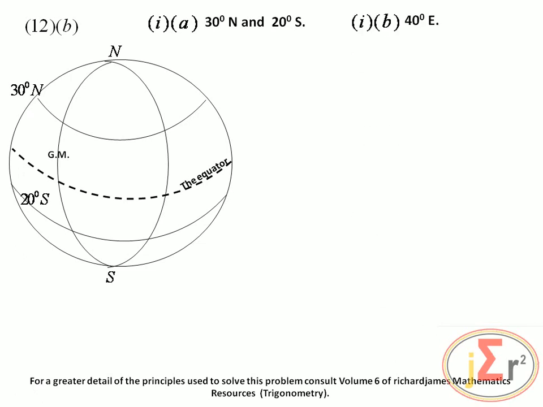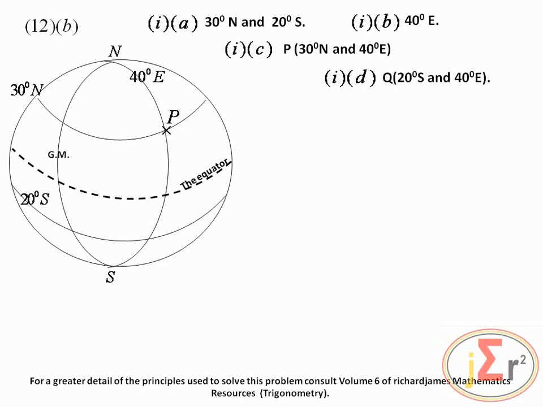Others that are not labeled: 40 degrees east. That one is not labeled. 40 degrees east, we have labeled it now. We have a point with coordinates 30 degrees north and 40 degrees east. That's the one. And do we have another one? 20 degrees south and 40 degrees east. So 20 degrees south and 40 degrees east, the intersection of those two lines.